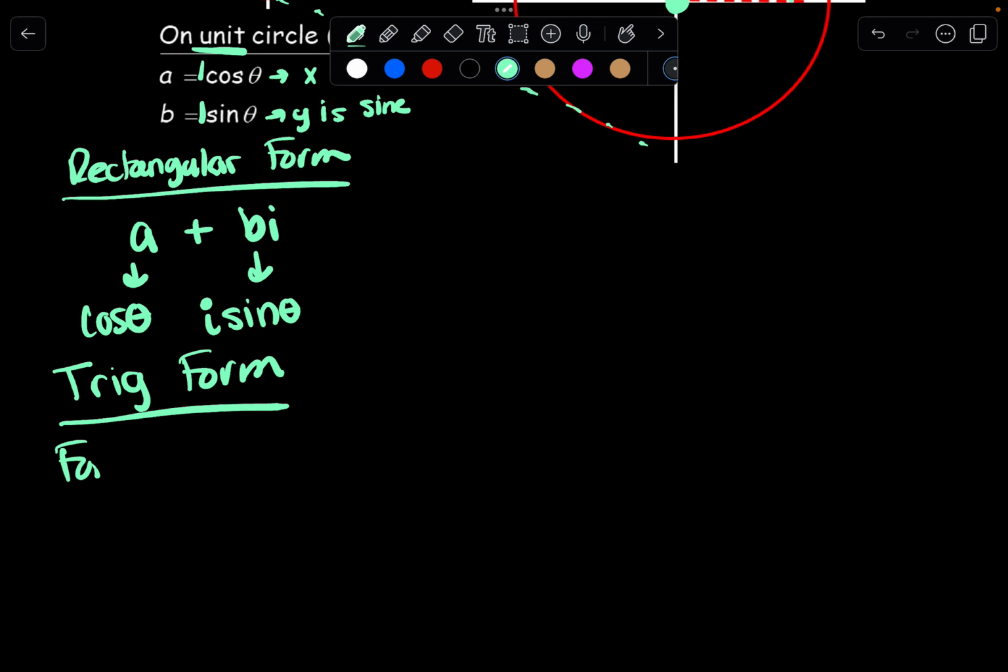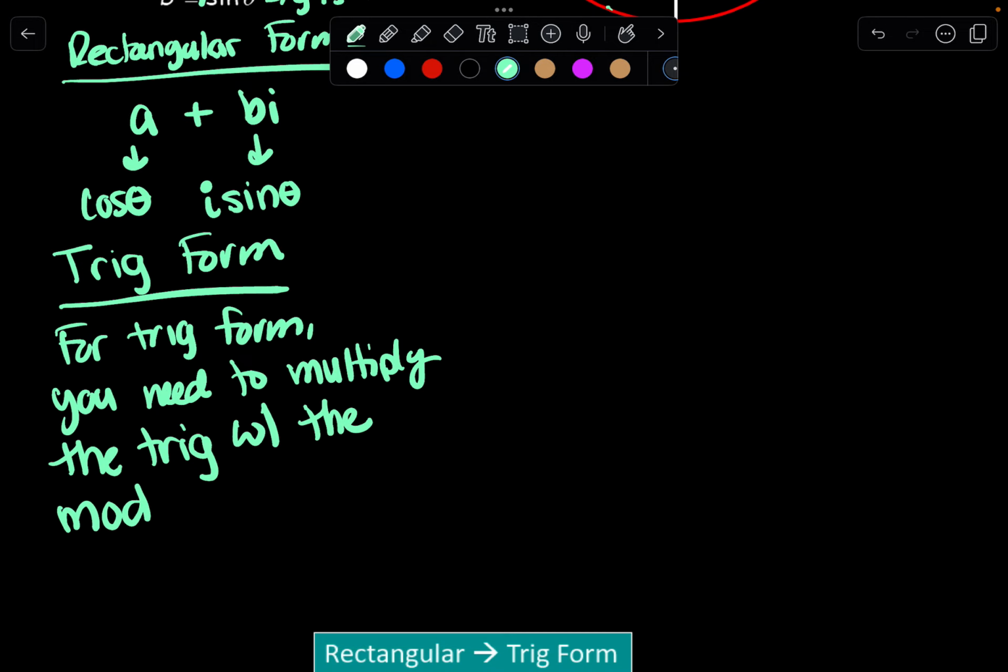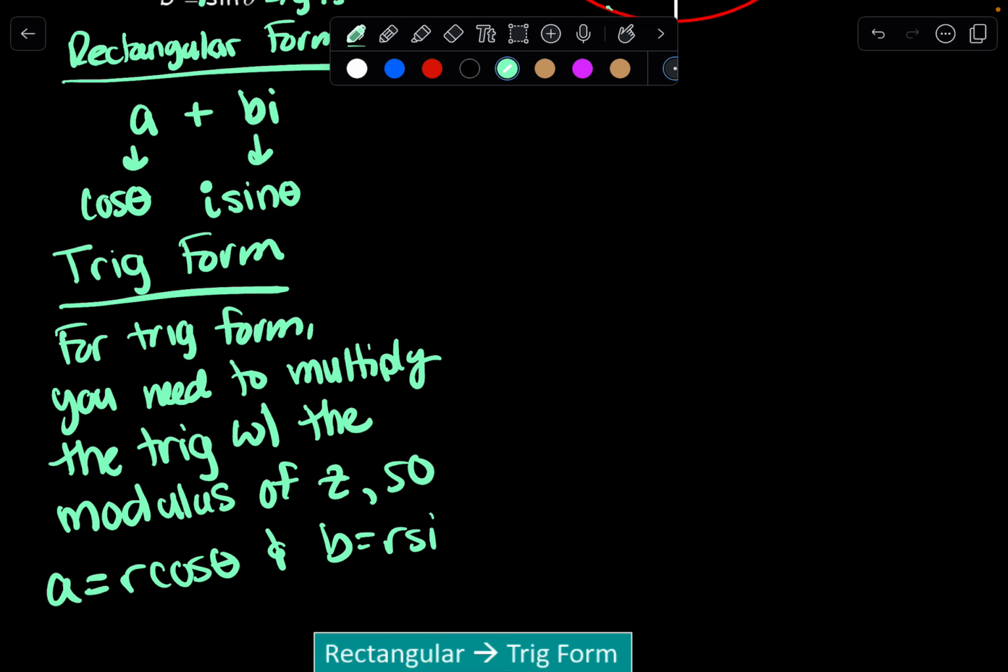Now for trig form, you need to multiply the trig with the modulus of z, and z being your complex number. So you need to multiply the trig with the modulus of z, which is r. So that means we have a is equal to r cosine theta, and b is equal to r sine theta.